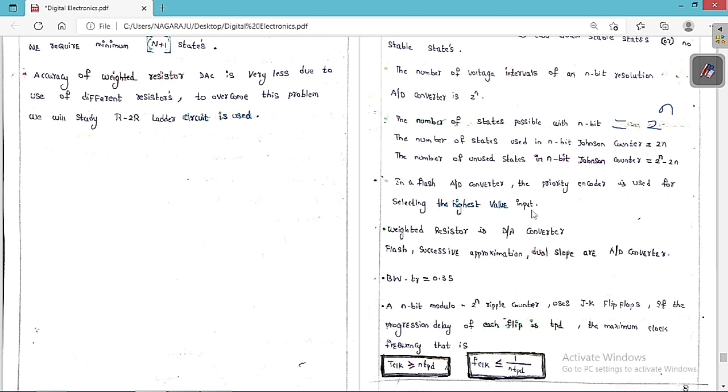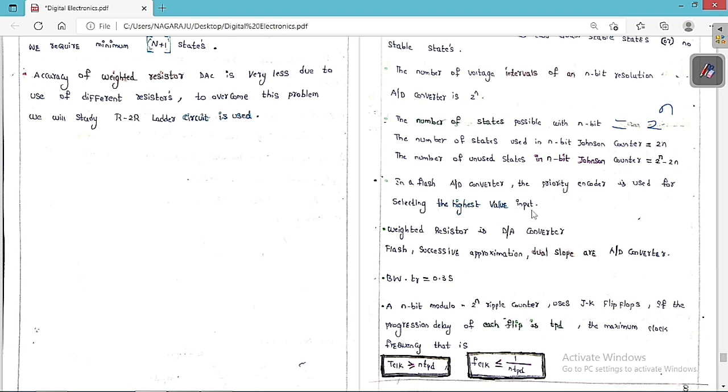For a decoder, the order is n cross 2 to the power of n. Encoder means 2 to the power of n cross n, that is, 2 to the power of n inputs and n outputs.